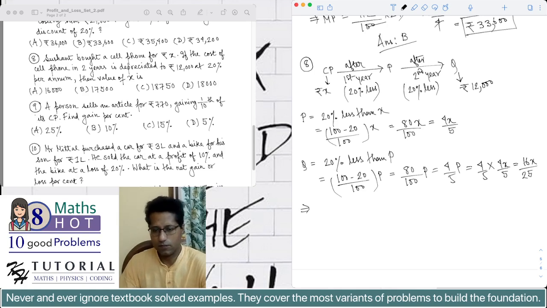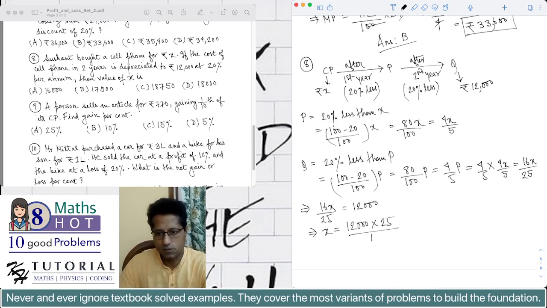This implies, we know that the value of Q is given to be 12,000. So we can say 16X by 25 is equal to 12,000. This implies X is equal to 12,000 multiplied by 25 divided by 16. Okay, so 4 cancels with 4, and 4 divides 3,000 with 750.